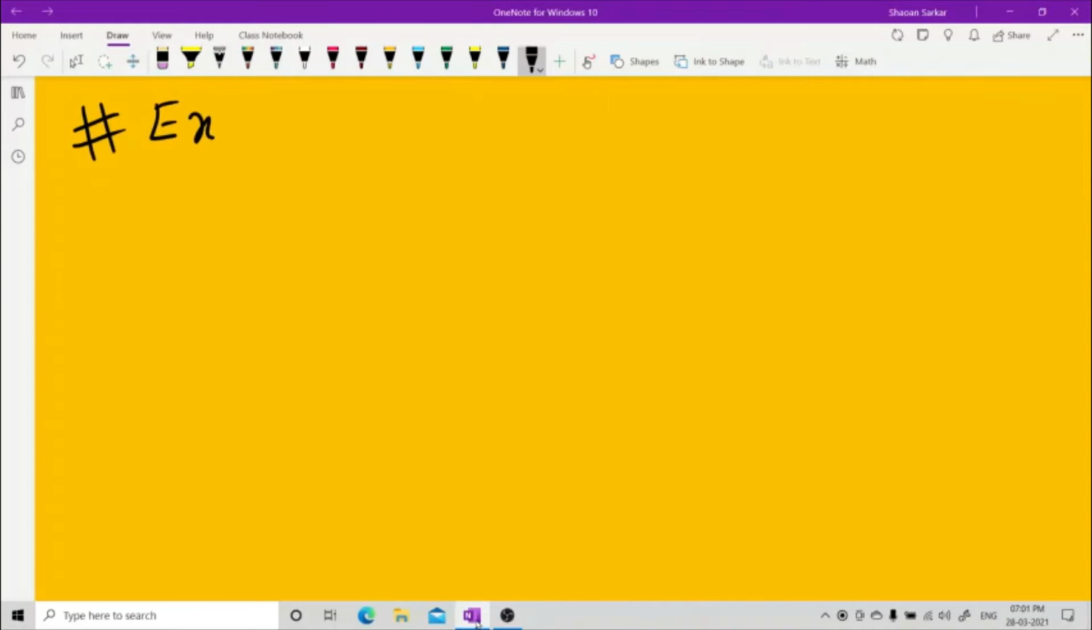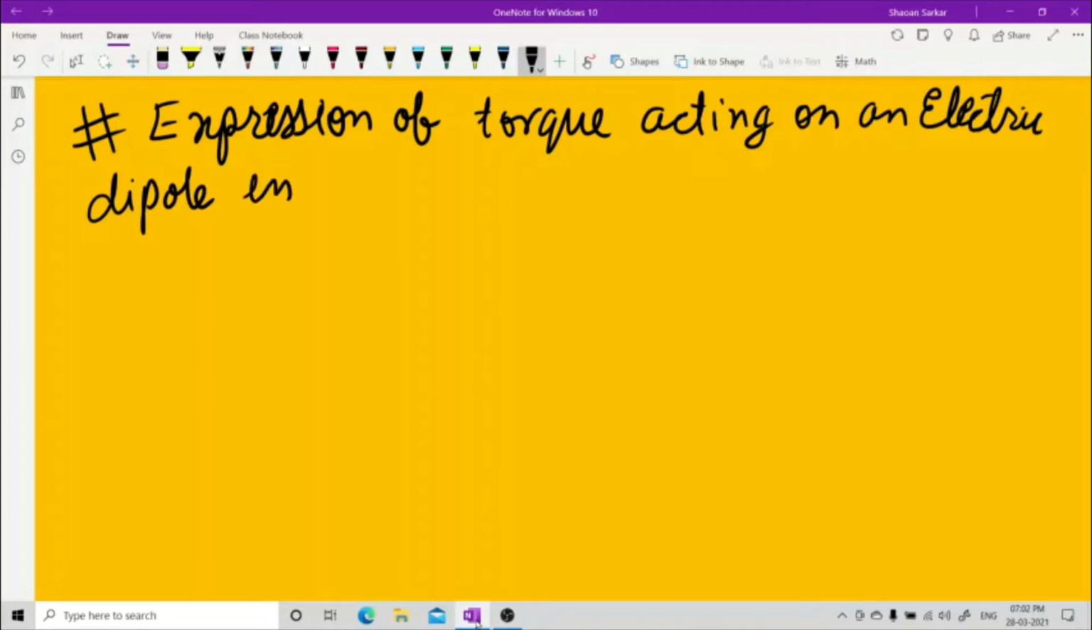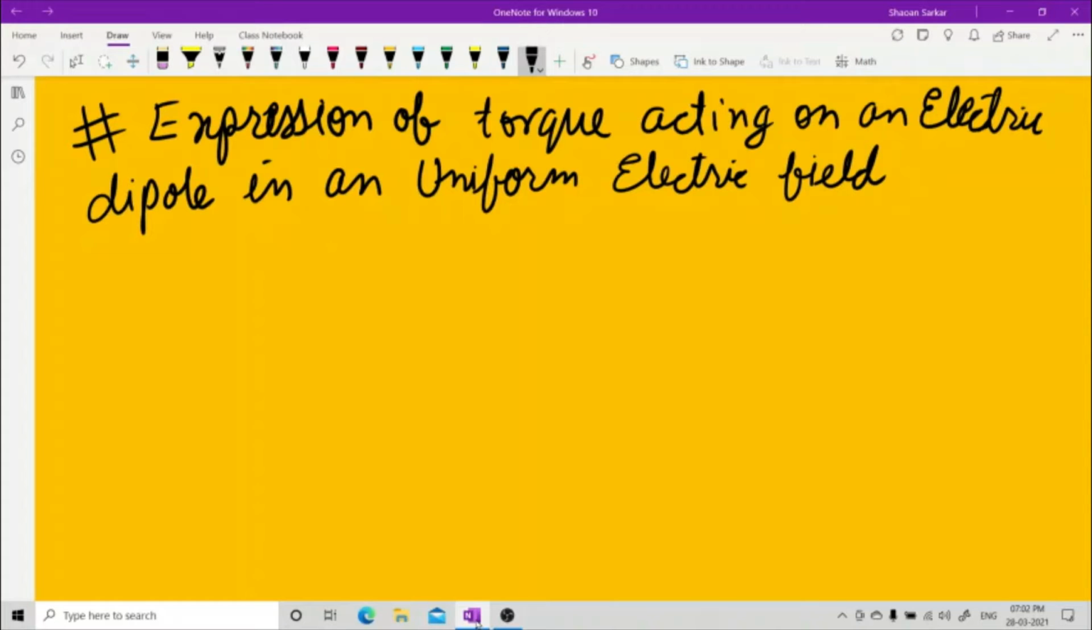Expression of torque acting on an electric dipole in a uniform electric field. You do not have the case of non-uniform, that is not in your syllabus of GGS IQ.